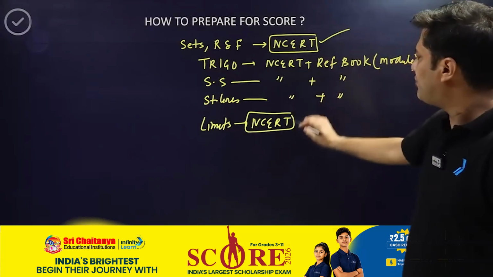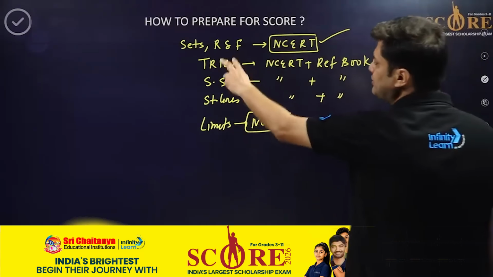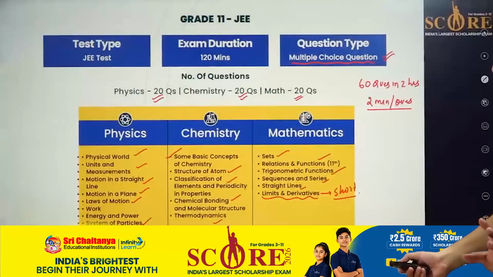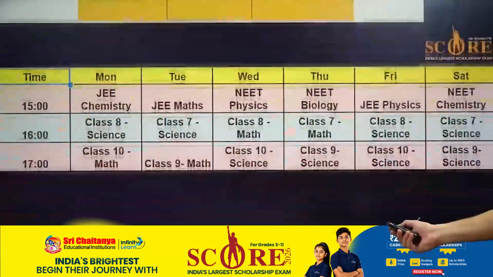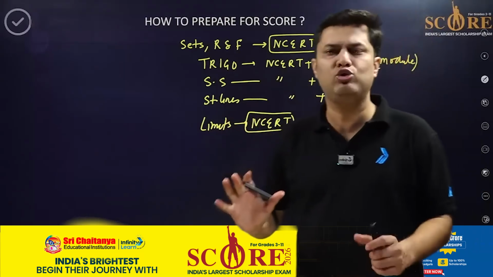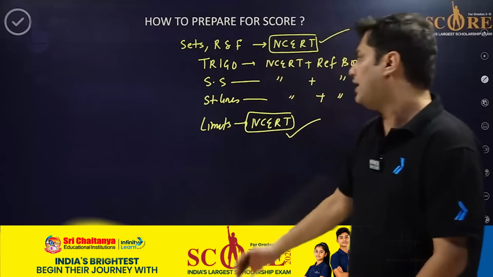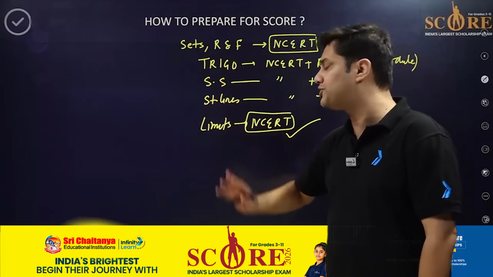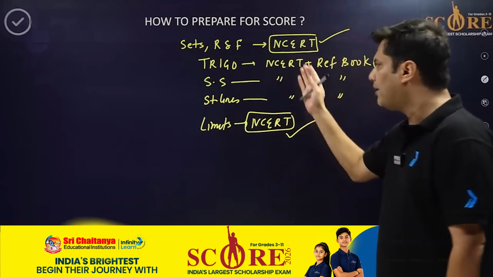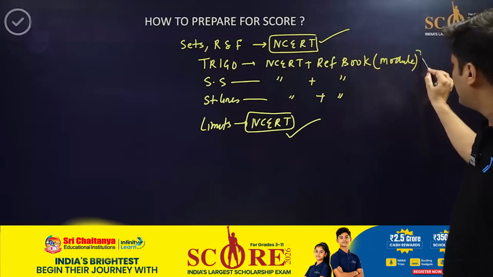So set, relation, function and limits you can do by NCERT, and trigonometry, sequence series and straight line. I hope I'm not missing any chapter. Set, relation, trigonometry, I'm not missing any chapter, okay? Yes. So set, relation, function and limits you can do just by reading the NCERT and doing the solved and the exercises part. But trigonometry, sequence series and straight lines are a vital part of the JEE syllabus, so you have to cover them. Obviously you'll start with the basics of NCERT, and then you must follow a book for these 3 chapters.